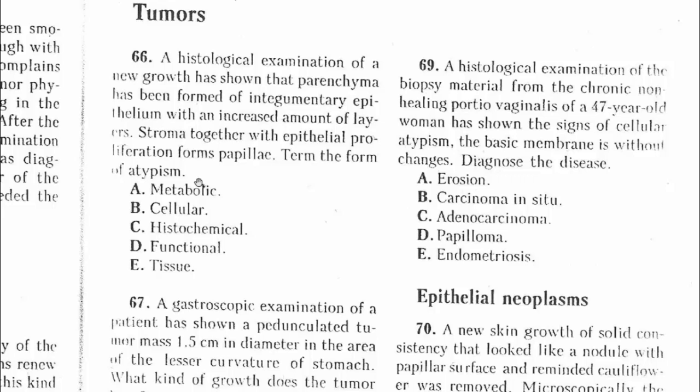Now, neoplasm. Of course, this is a definite neoplasm or tumor. And a satisfactory definition of a tumor is the presence of mass or tissue mass formed as a result of abnormal, excessive, uncoordinated, autonomous, and purposeless proliferation of cells. Therefore, the form of atypism here is what? Tissue. I know it sounds confusing, but don't be confused. It's when the tissue is a mass of what? Tissue. A mass of tissue. So the answer is E.